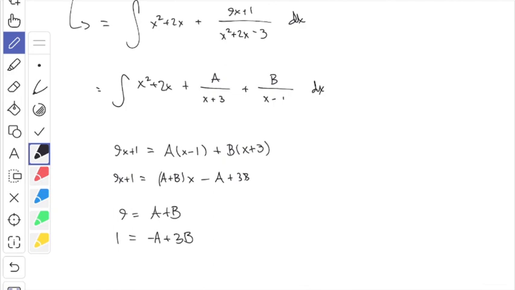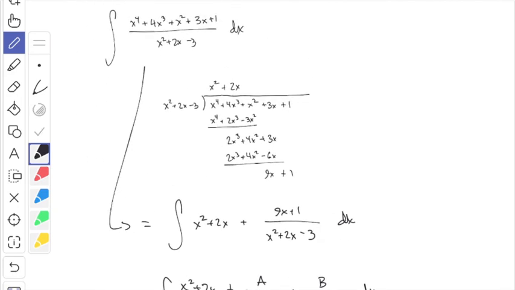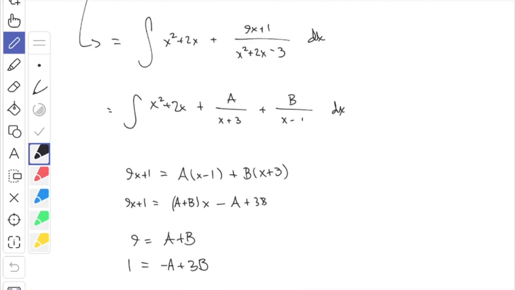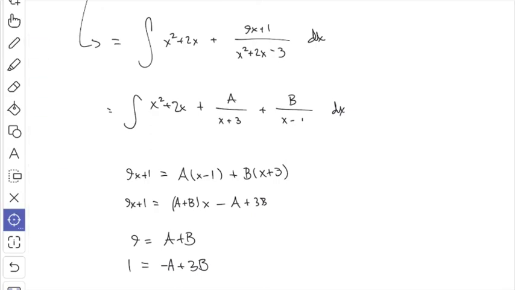So I began with the long division. And everybody in here, at least, eventually came up with the same quotient and remainder as I got. And then the remainder part, you do the partial fraction. So I break it up like that. The denominators are x plus 3, x minus 1. Do a bunch of multiplying. I end up with this system here, which I hope is what everybody else got. And then I solve the system.